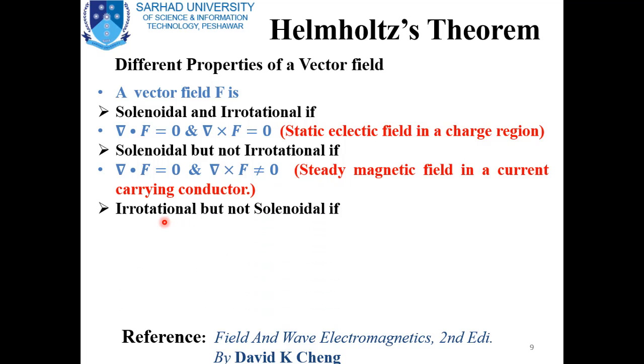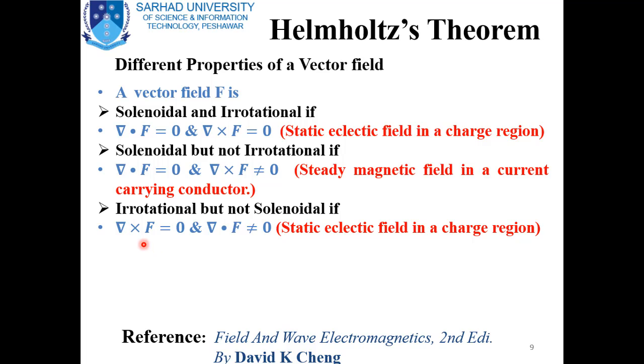And if a vector field is irrotational but not solenoidal, then mathematically it can be written as curl of f is equal to 0, because it is irrotational, so the curl will be 0, and divergence of f is not equal to 0, because it is not solenoidal. The example of such a field is a static field in a charge region.